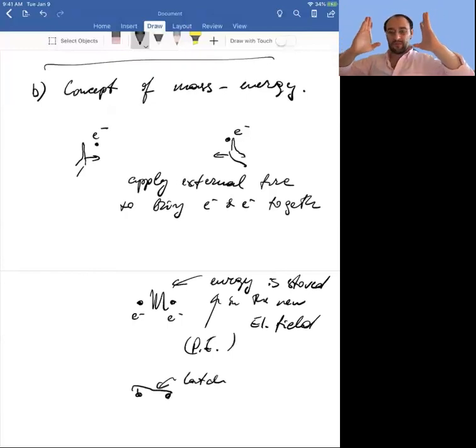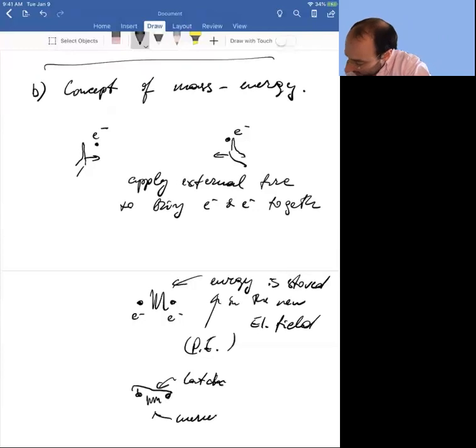So you bring them, cling. Now they're together. Now you can let go. They're not going to fly apart. Okay, there's all this energy stored in the electric field. So this is a latch, and this is energy, energy stored in the E field.